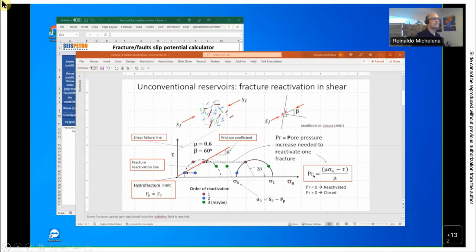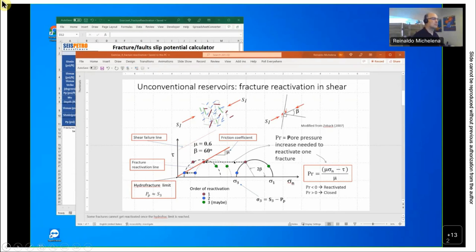The pore pressure is a combination of the friction coefficient, the normal stresses, the shear stresses, divided by the friction coefficient. If this number, as we said yesterday, is less than 0, it means that you cross the friction line, and then the fracture is reactivated. If this number is greater than 0, it means that you are still below the friction line, and then that fracture is closed.